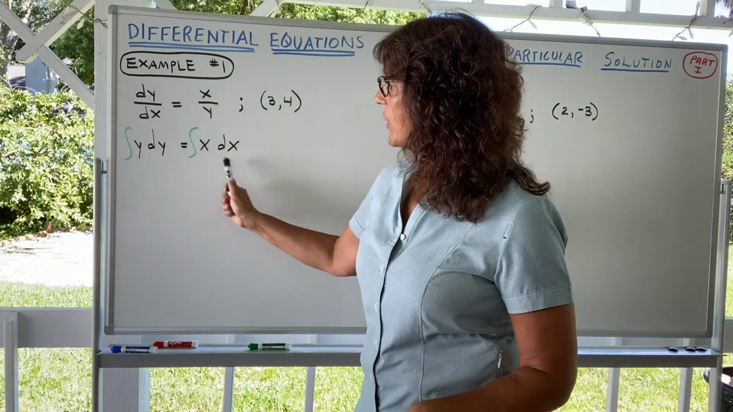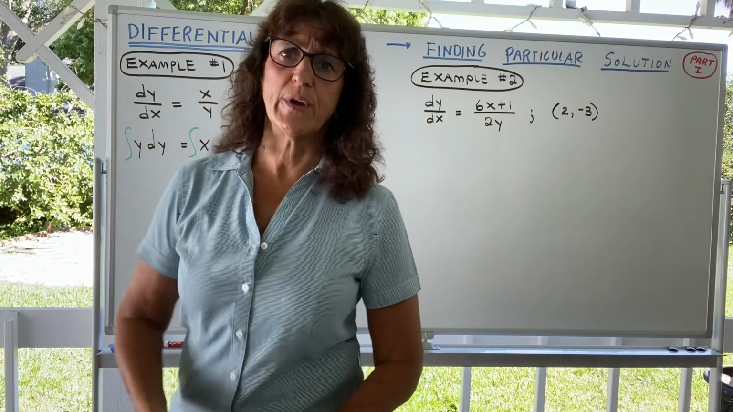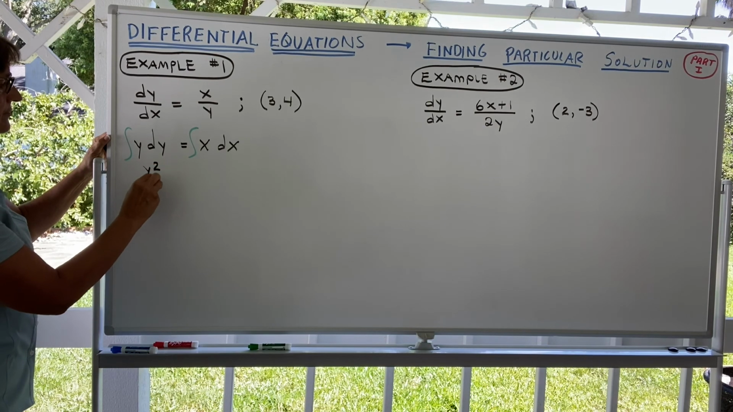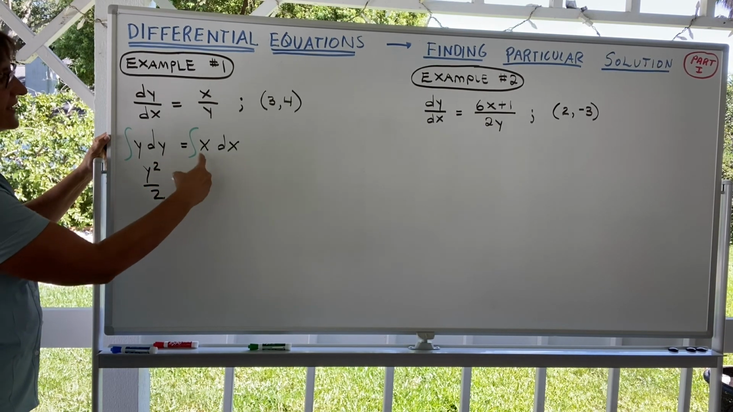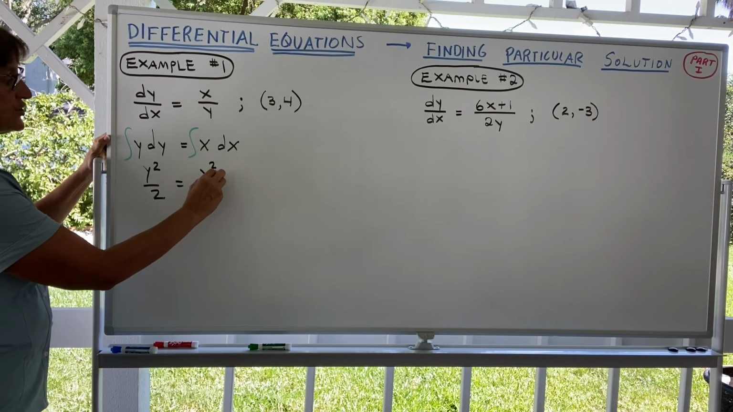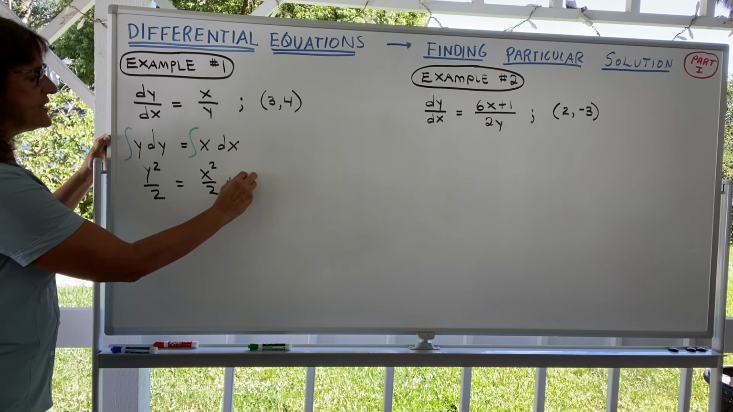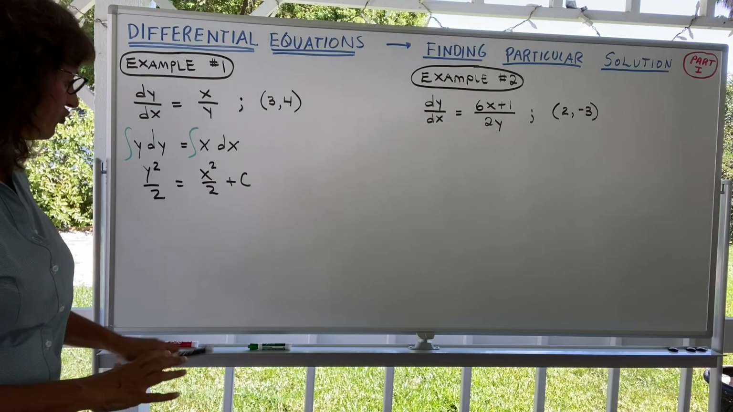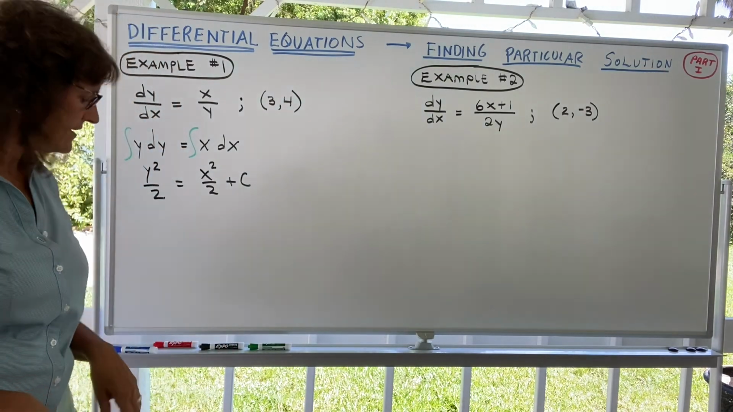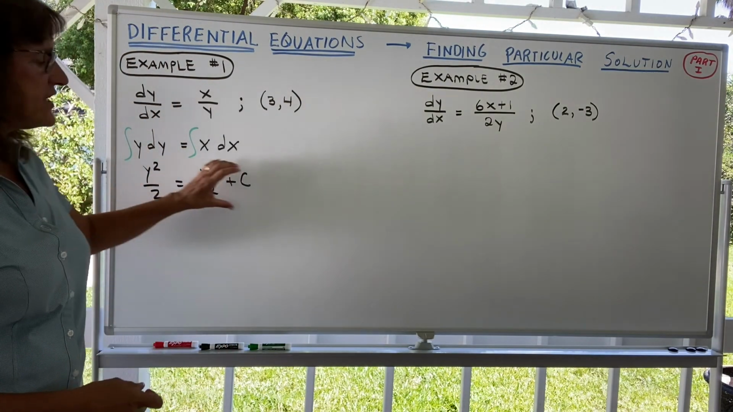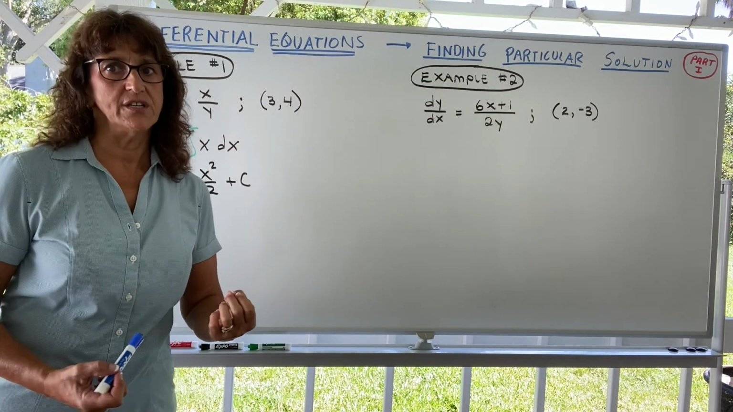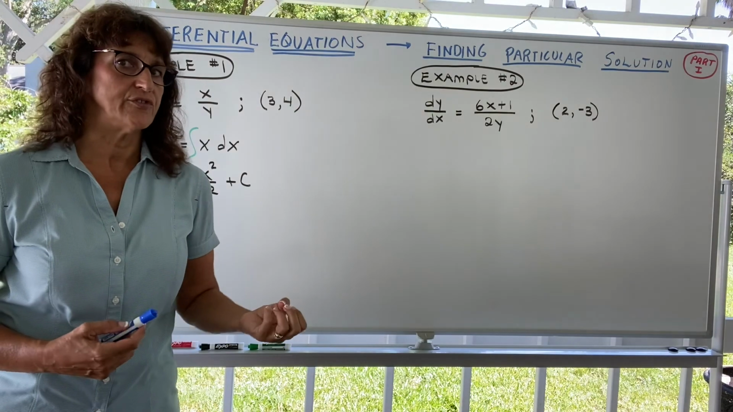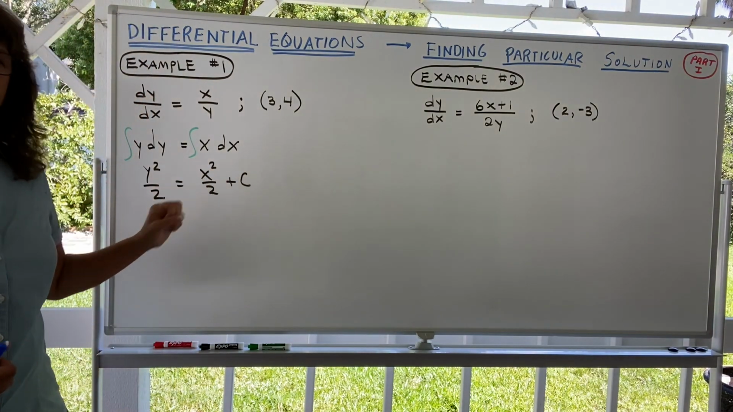Once you integrate the left side, y dy, you get y squared over 2. Integrate x on the right side, and you get x squared over 2. These are indefinite integrals, so don't forget the constant of integration, the plus C. Right now we have an expression that represents the general solution for our differential equation. It's not the particular solution yet, but it is a general solution.